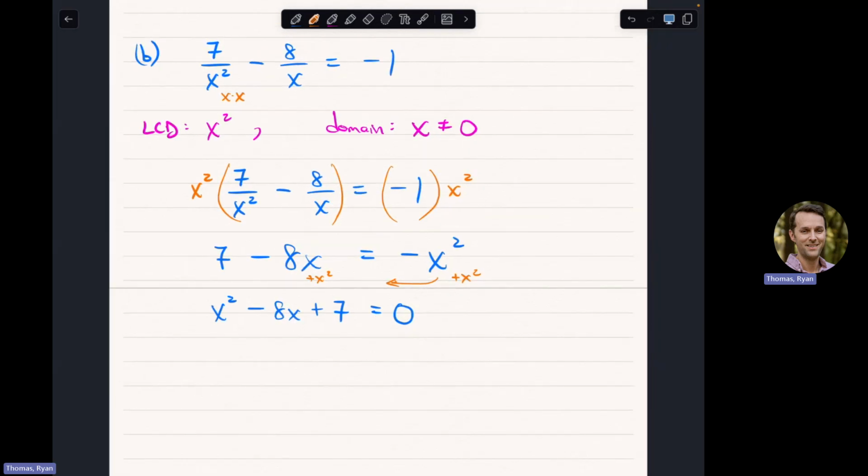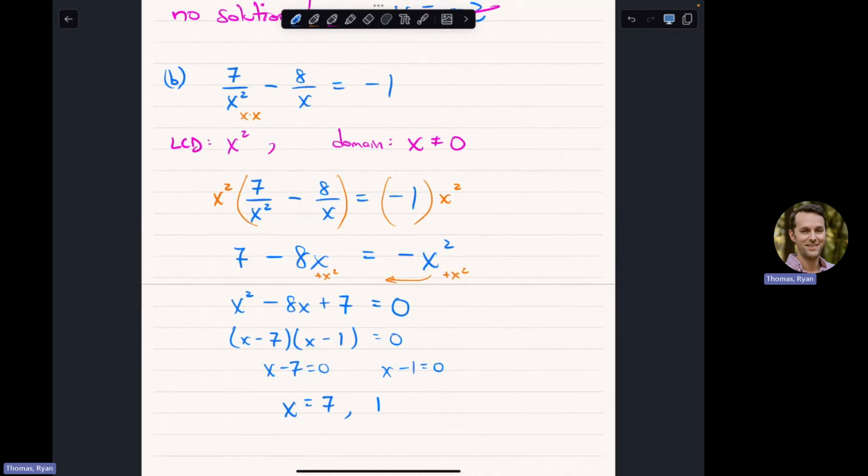Okay, then we need to solve this quadratic. How do you want to do it? Yeah, factors. Factors how? 7 and 1. They would need to both be negative. Factored, so we can split them up. We get 7 and 1.